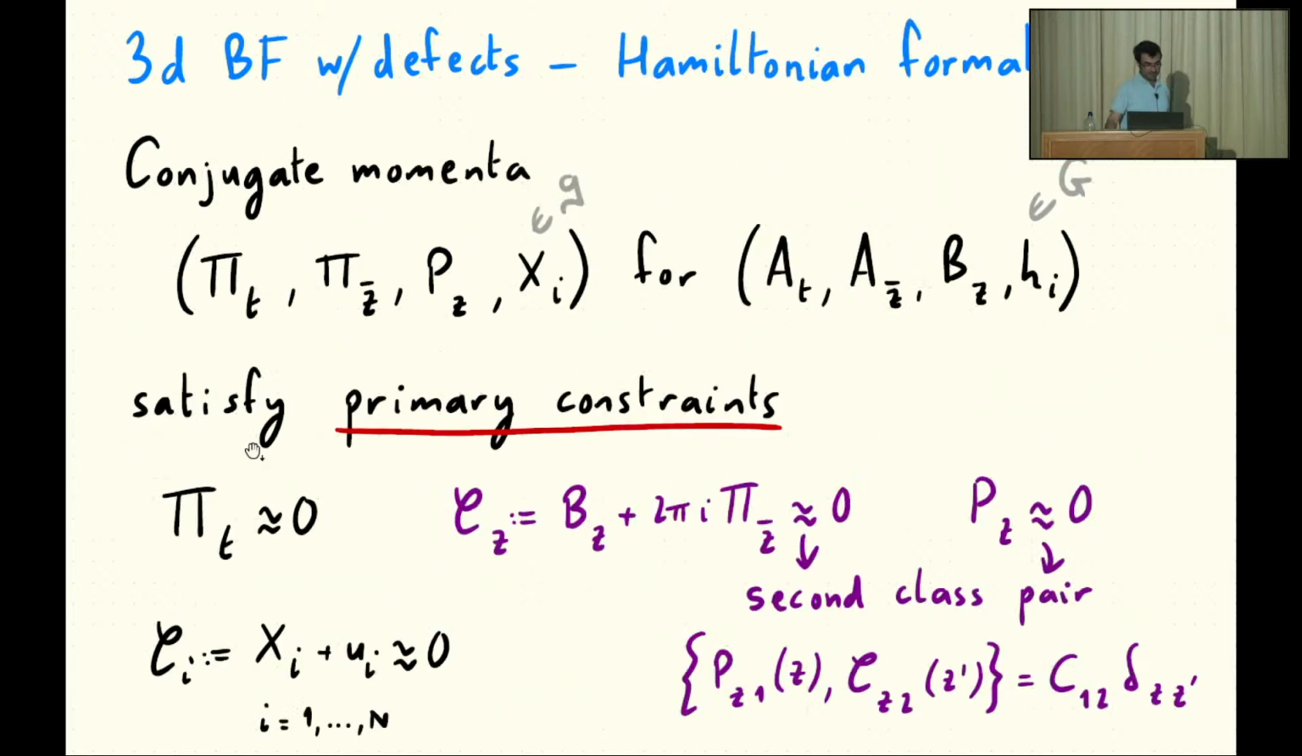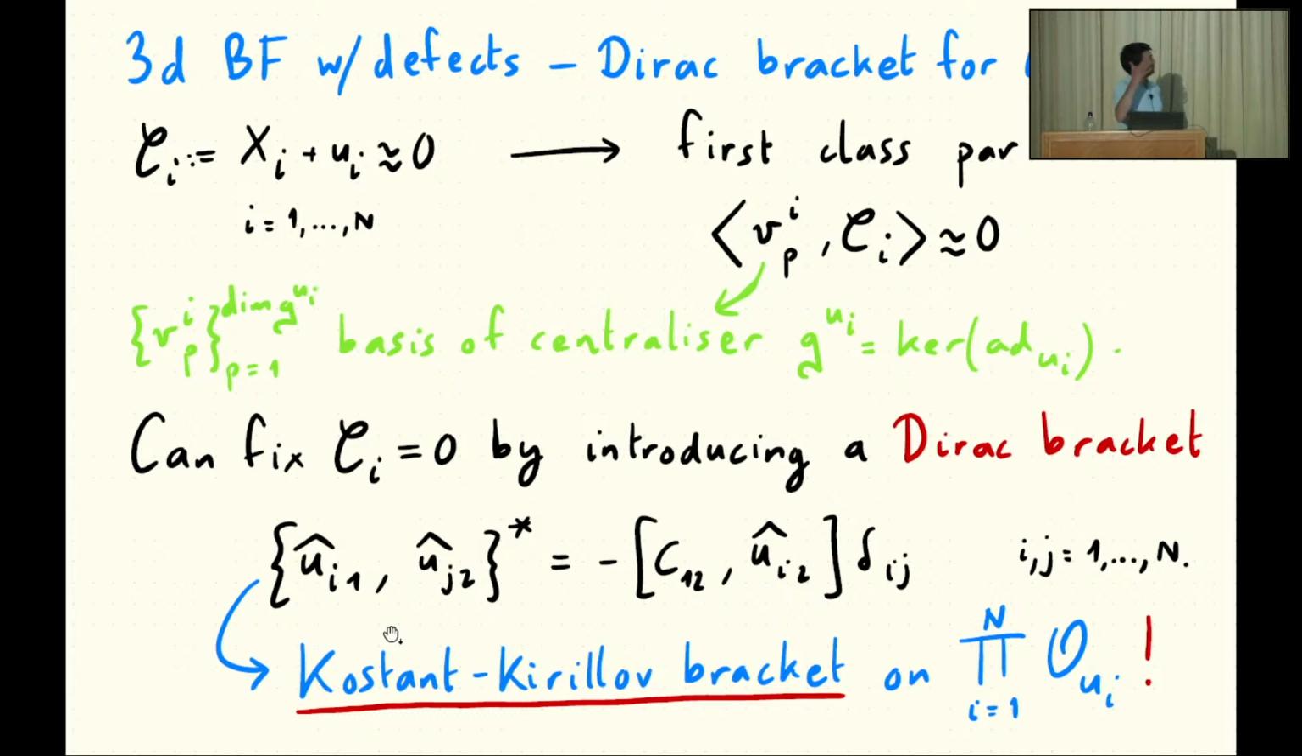But to fix the other constraints, it's a bit more involved. C_i you can also fix completely to 0, meaning we're going to restrict to the subspace in the phase space where C_i is strictly equal to 0. I'm just going to outline what's going on. This constraint is partly first class and partly second class. The first class part you can extract by projecting onto the centralizer of the element U_i in the Lie algebra g. And by introducing any gauge fixing condition for this first class part, you get a total set of second class constraints, which you can then fix strongly to 0 by introducing some Dirac bracket. So it's a lot more involved than the previous case.